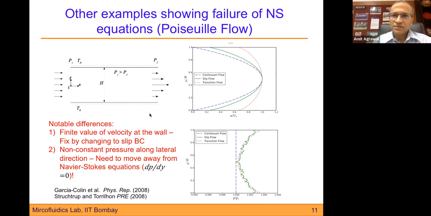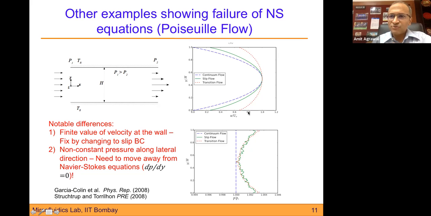Another example I will cite is simple Poiseuille flow. For flow in a channel, you expect a parabolic velocity distribution. What I'm showing is DSMC calculations from our lab, but there are other evidences in the literature all pointing to the same thing. Here, in the DSMC calculations, the velocity profile remains parabolic, and there is slipping at the wall, which is all expected.